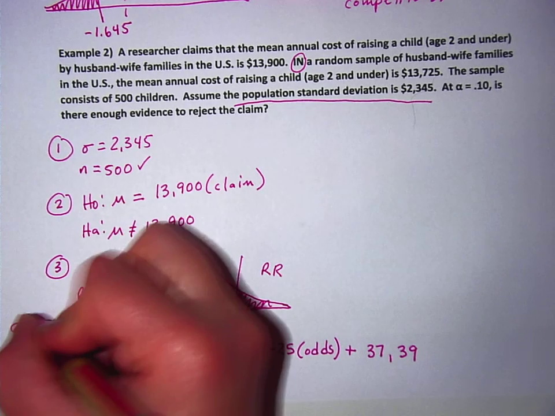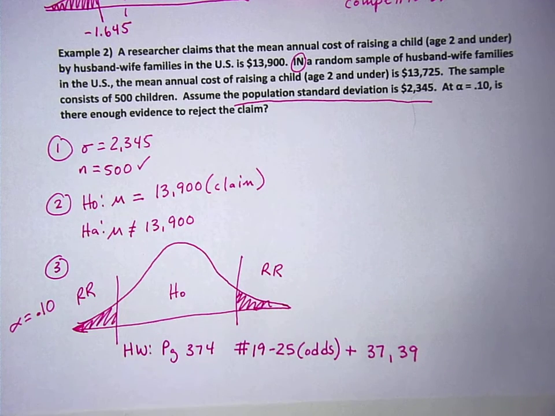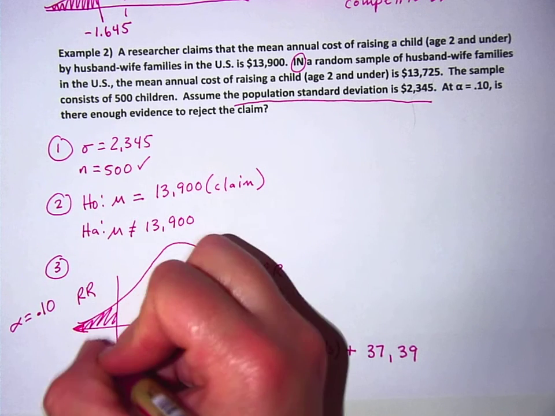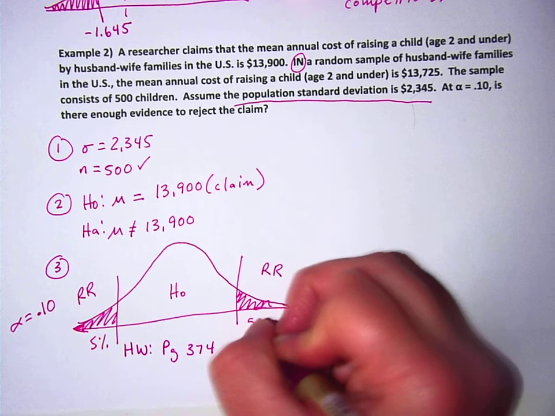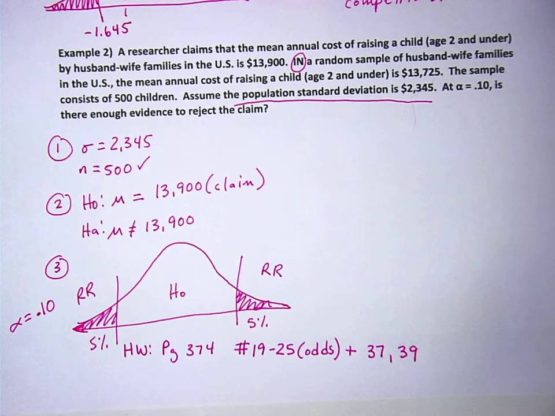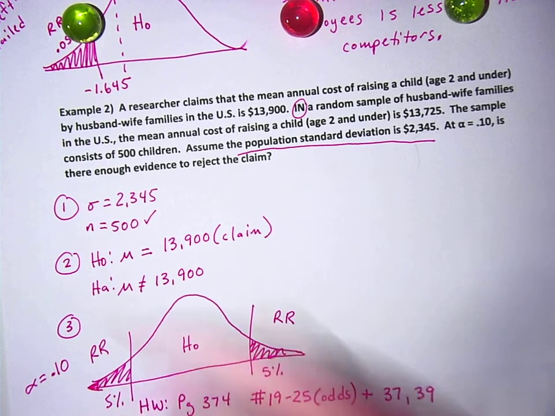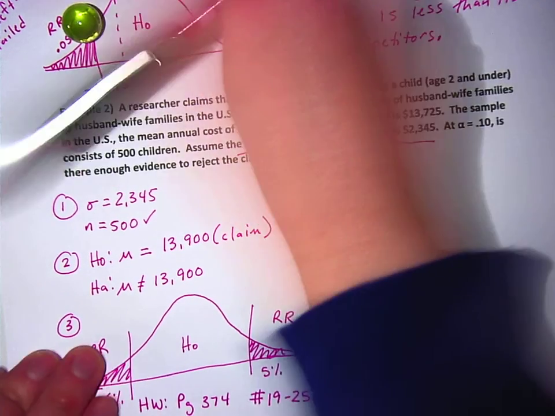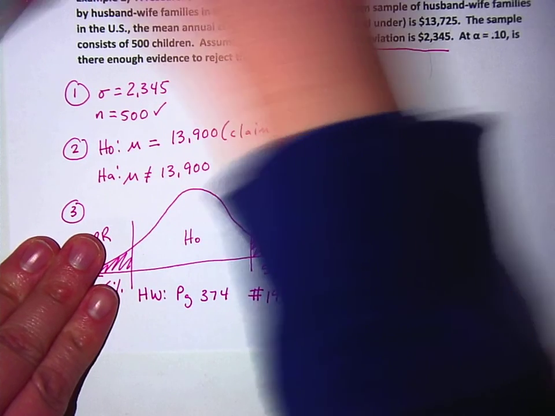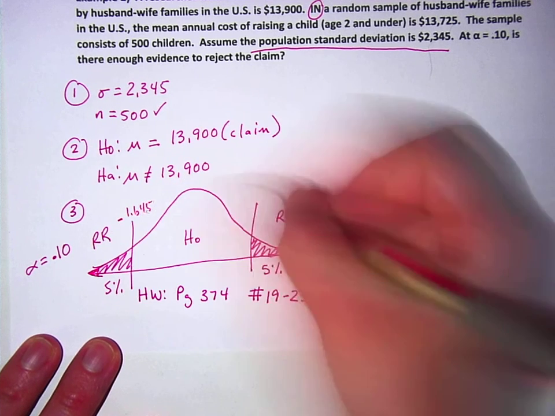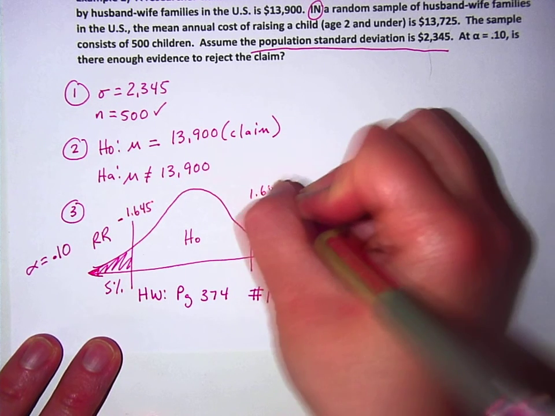And in this one, alpha is 0.10, which means we are 90% confident about this, and there's a 10% chance that we're wrong. So that means there's 5% here and 5% here. Now, we don't actually have to look that up because we already looked that up here. We knew that if it was 5% in the tail on the left, this number is negative 1.645, and this one is positive 1.645.